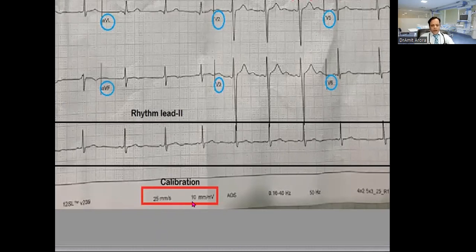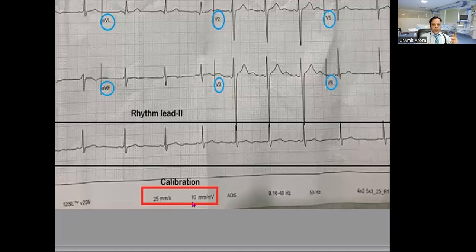25 millimeter per second is the rotating speed of the ECG paper, and 10 millimeter per millivolt is the voltage applied. 25 is the normal, the standard. Suppose it becomes double, 50, as I posted that day. What will happen? The ECG paper will move faster and the pen of the ECG machine will tap at a larger distance. So the RR intervals will be separated widely and it will apparently look like a bradycardia.